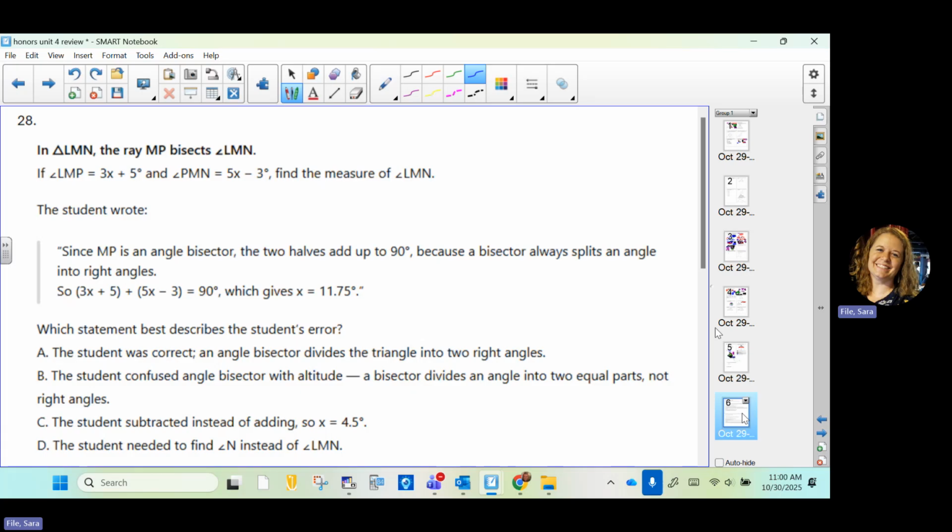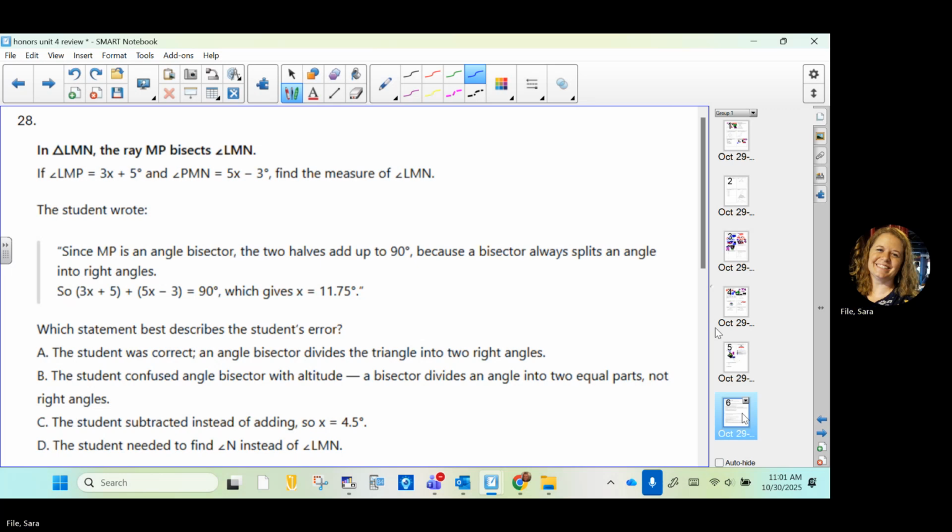Remember, I'm recording. All right, on 28 and 29, this last page, you will have questions in this format on the test where it says what a student did or said, and you're trying to just say where the student's error is or if they were correct. Okay, so in 28, and they don't give a picture. If they don't give a picture, what should you do? Be smart. Be smart and draw a picture.